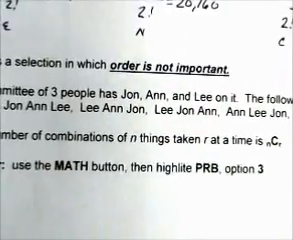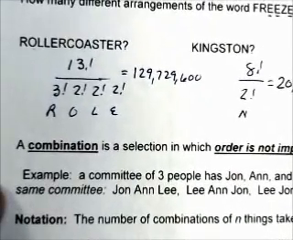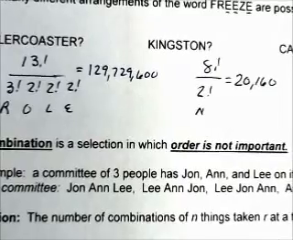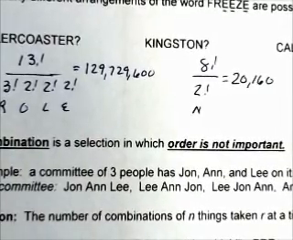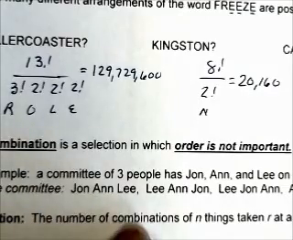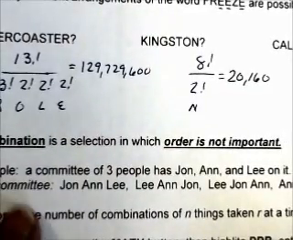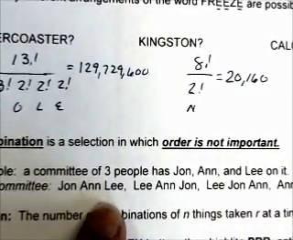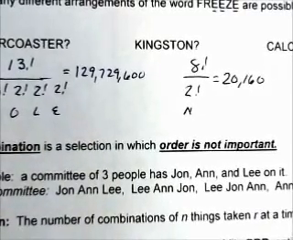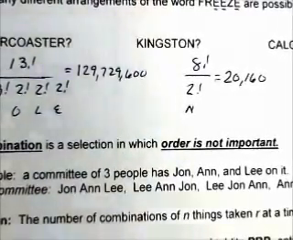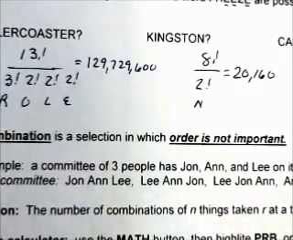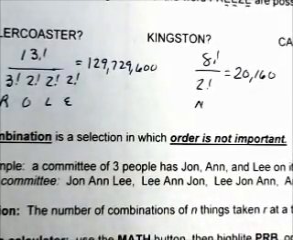All right, and the last thing we're going to look at is combinations. A combination is a selection in which order is not important. So order doesn't matter here. For example, if you take a committee of 3 people that has John, Ann, and Lee on it, the order in which they are grouped doesn't matter. They all just make one group. The following would be all the same committee: John, Ann, Lee; Lee, Ann, John; Lee, John, and Ann; and Ann, John, and Lee. They're all the same group of 3 people. Order does not matter when you're working with combinations.